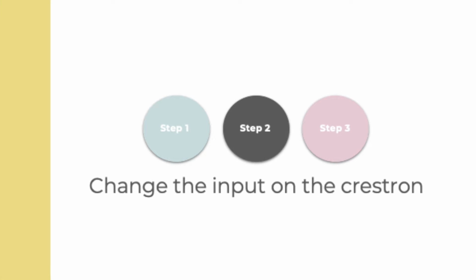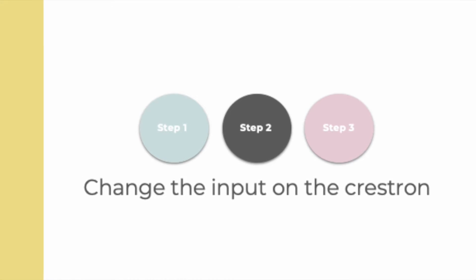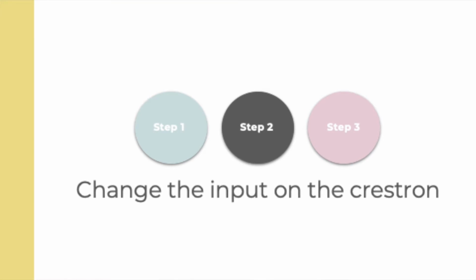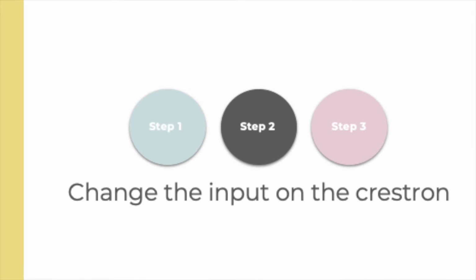Step 2 is to change the input on the Crestron. Remember, your Crestron is underneath your table of your lectern. Oftentimes it gets bumped during class, but when you're wanting to use your document camera, you're wanting to intentionally change the input on that.